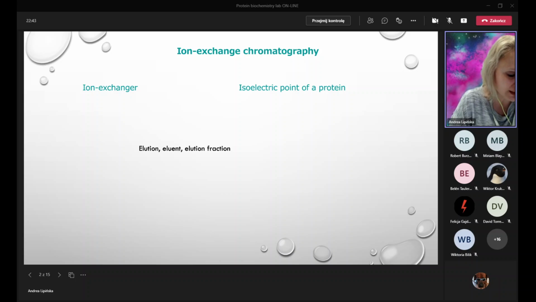And you do not include in your graphs the starting fraction, so this W, egg preparation. You don't need that, this is not elution, okay? But all the other fractions are there.